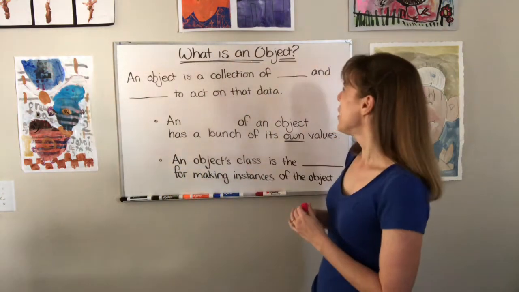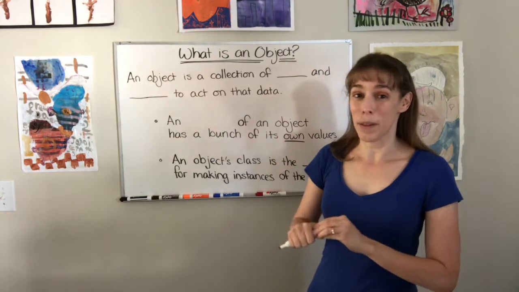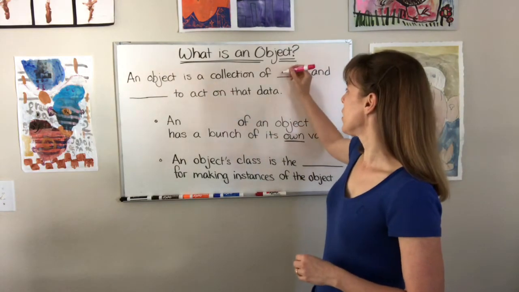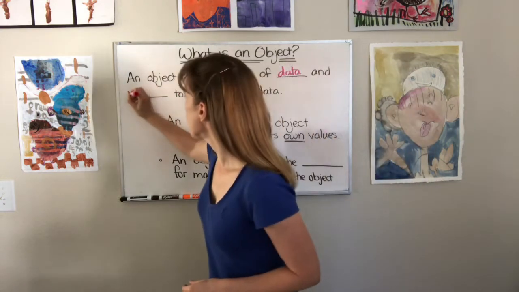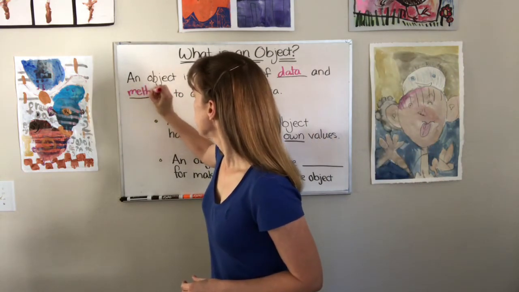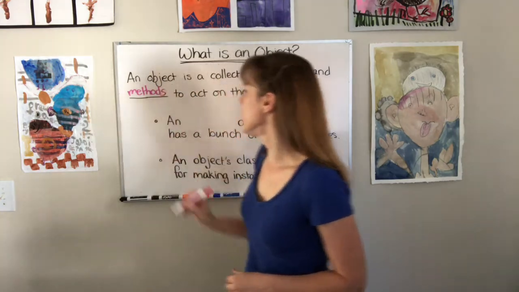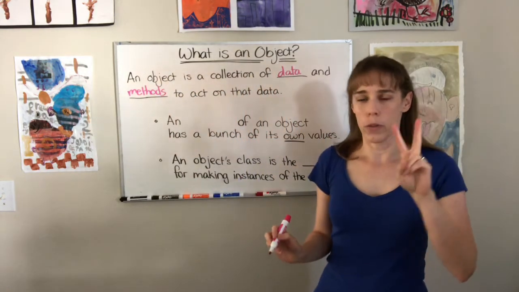So here you go. What is an object? We've talked about this before. An object is a collection of data, right? And methods to act on that data. Okay, data and methods that act on it. So here are my 2 things.